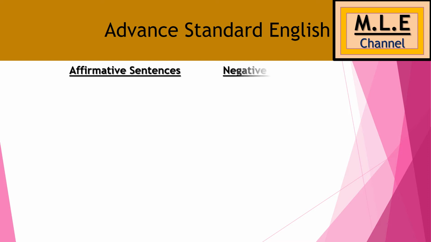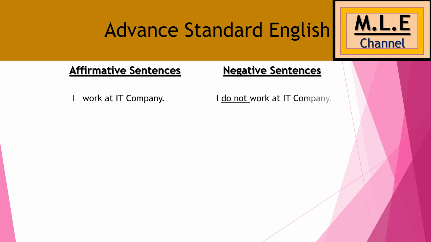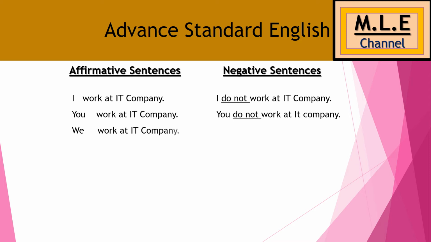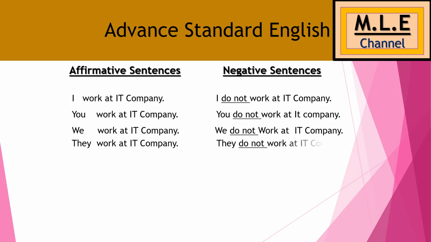Affirmative sentences, negative sentences. I work at IT company. I do not work at IT company. You work at IT company. You do not work at IT company. We work at IT company. We do not work at IT company. They work at IT company. They do not work at IT company.